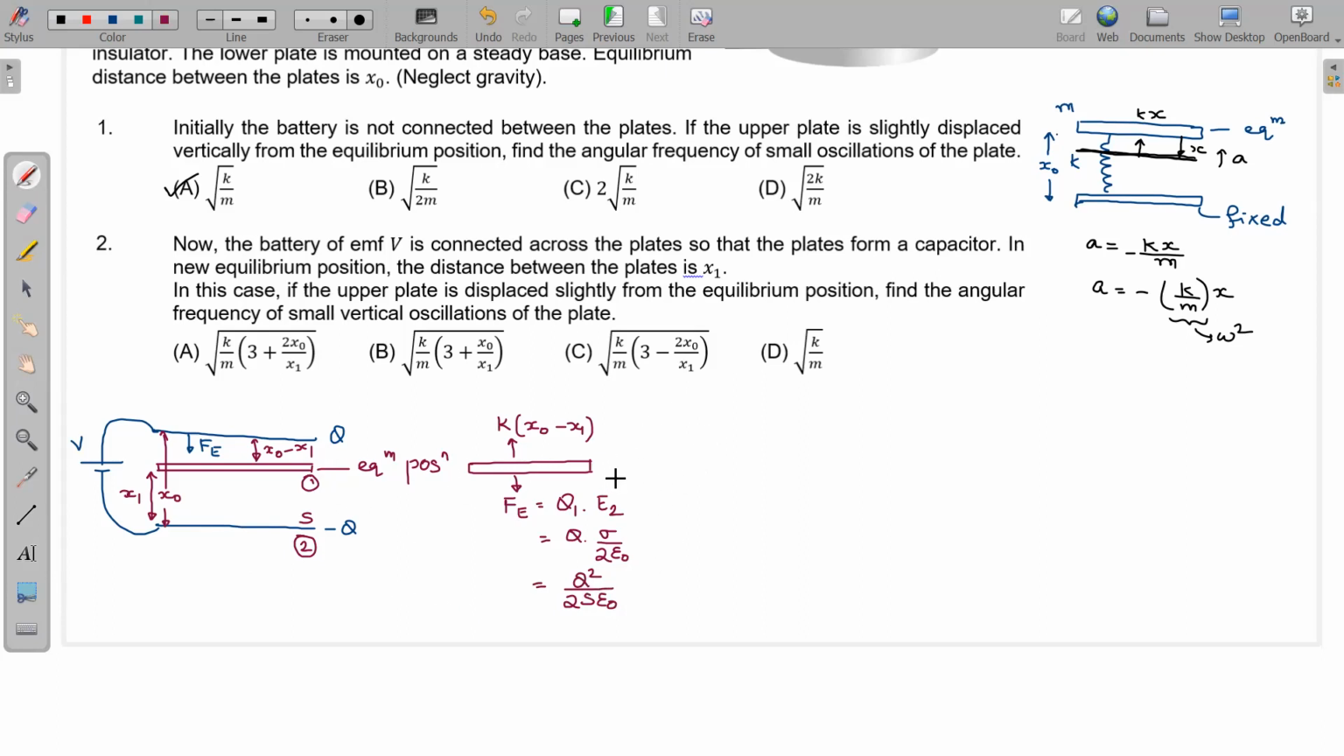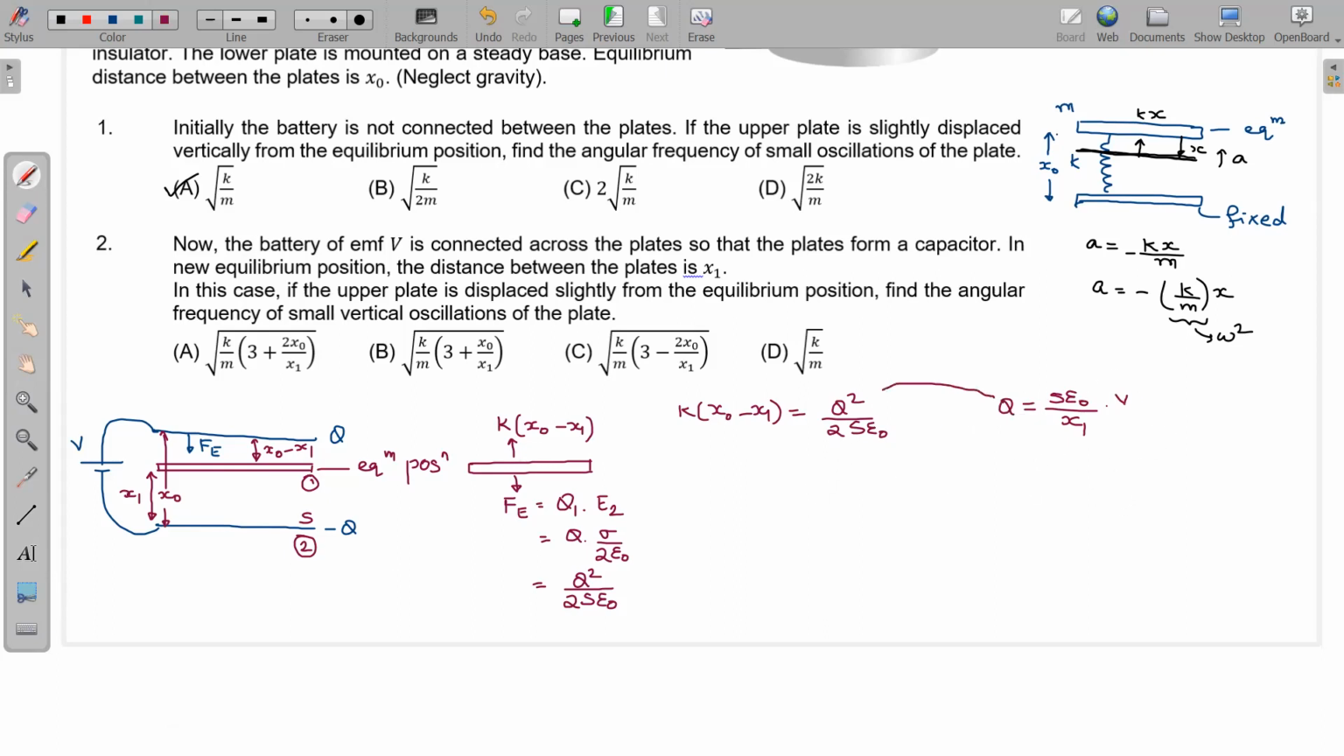Now, if this is the equilibrium position, the net force on this plate must be 0. So I can write k times (x naught minus x1) must be equal to Q square divided by 2S epsilon naught. Now, what is Q? So you can see that in new equilibrium position, the separation between the plates is x1. So I can say that the charge on the plate is simply capacitance multiplied by the potential difference across the plates. So capacitance I can write as plate area into epsilon naught divided by the separation, which is x1 at equilibrium position, multiplied by the potential difference across the plates, which is V. So this must be the value of Q.